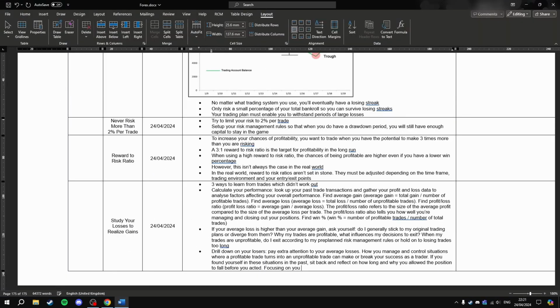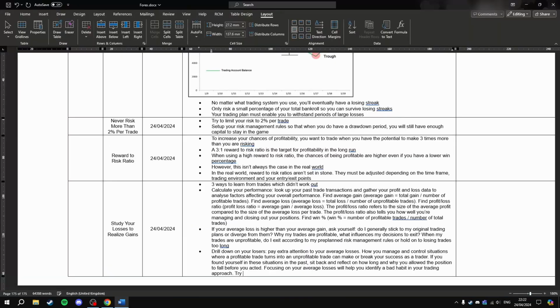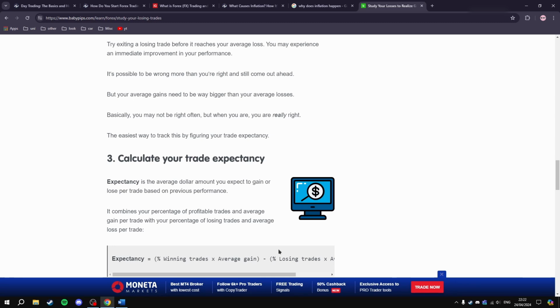Focusing on your average losses will help you identify a bad habit in your trading approach. Try exiting a losing trade before it reaches your average loss. You may experience an immediate improvement in your performance.